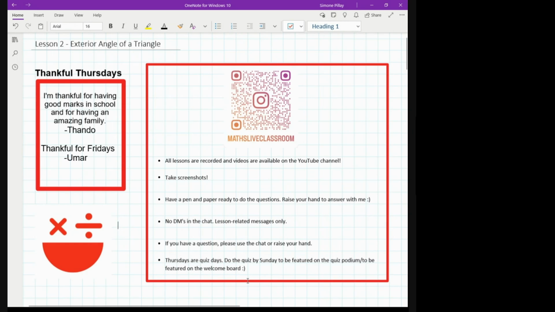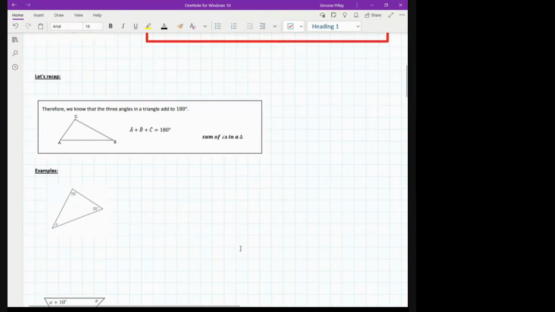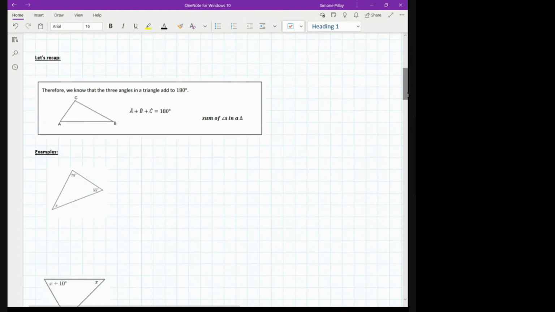Moving on, we're carrying on with geometry of 2D shapes. We started with triangles. Last week, Tuesday, we learned about a rule. Today we're going to recap that rule first before we learn about another one. So Uma, you are up, but before you're up, I'm going to explain this rule again.